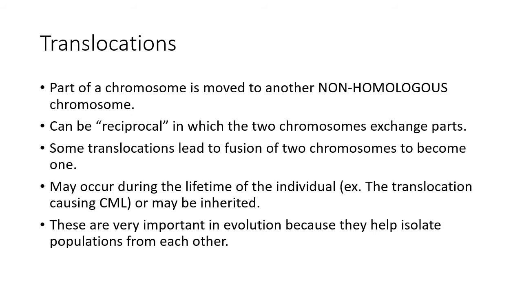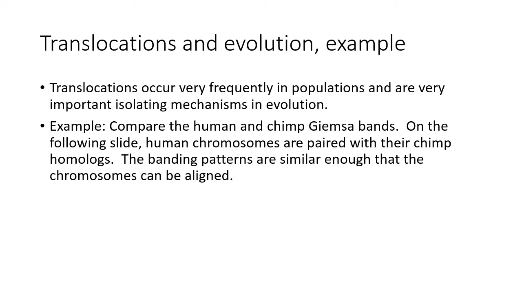Okay, so in general, part of a chromosome is moved to another non-homologous chromosome, and these may occur during the life of the individual, or they can be inherited. First of all, they are very important in evolution because they help isolate populations from each other, and there are very many interesting things having to do with translocations in evolution. All right, so we're going to look at the human and chimpanzee Giemsa bands in order to see what chromosome rearrangements are different between human and chimp. It's kind of amazing, really.